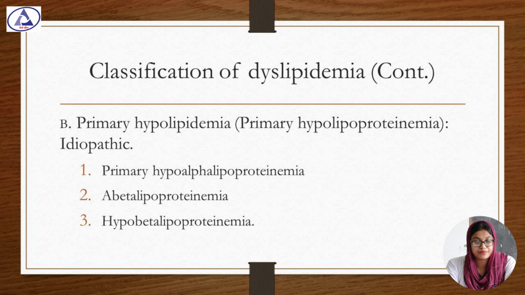Now, primary hypolipidemia. It is mostly idiopathic. It includes primary hypo-alpha lipoproteinemia, hypo-beta lipoproteinemia.